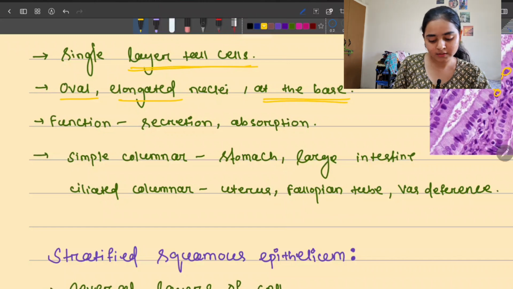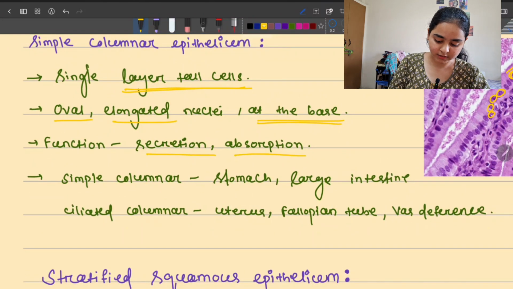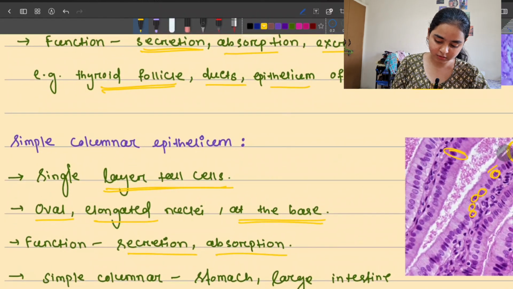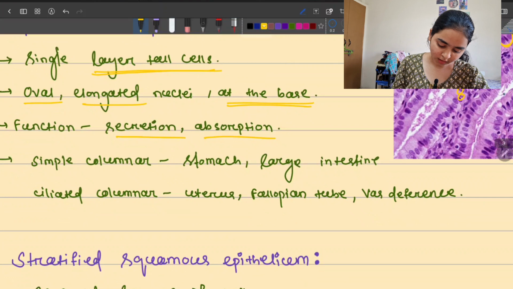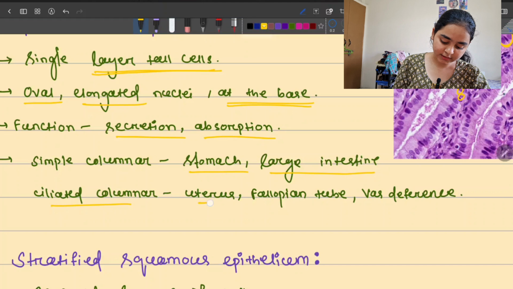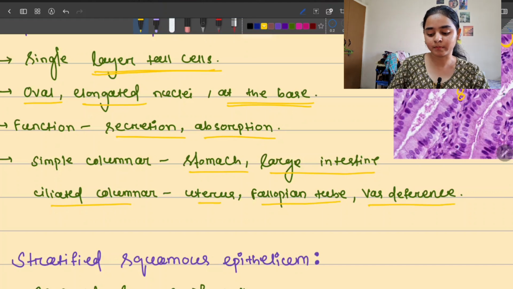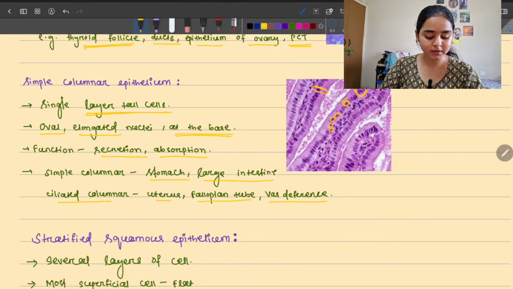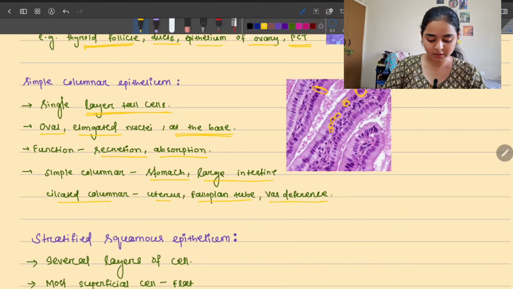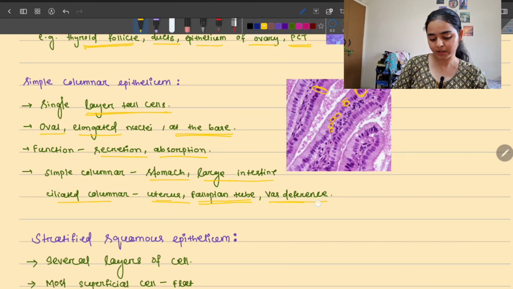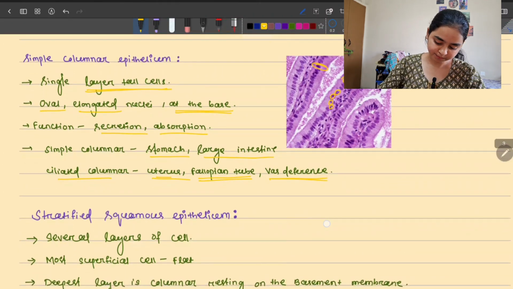As I told, this epithelium has functions like secretion and absorption, similar to cuboidal epithelium cell, but there is not the excretion property. Simple columnar cells are found in the stomach, large intestine, and ciliated columnar cells are found in the uterus, fallopian tube, and the vas deferens, where it propels the ovum or the sperm. So, columnar epithelium are of two types: simple columnar and simple ciliated columnar. So, simple columnar is found in the stomach and large intestine, and ciliated columnar is found in the uterus, fallopian tube and the vas deferens part.